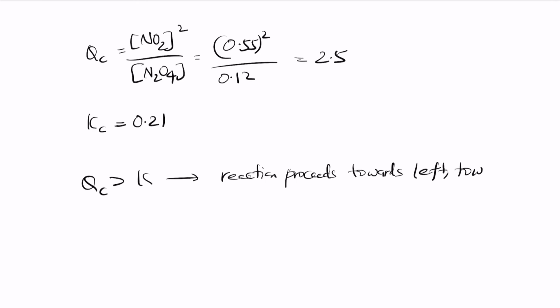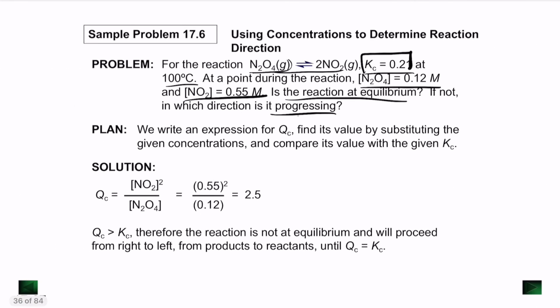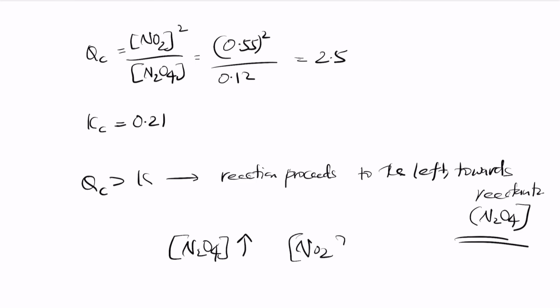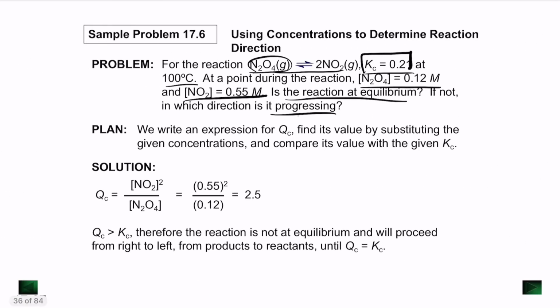It proceeds to the left towards the reactants. The reactant here is N2O4, which means that it proceeds towards N2O4 formation. So N2O4 concentration will increase while NO2 concentration will decrease at that point of time. So that is how we can write the reaction.